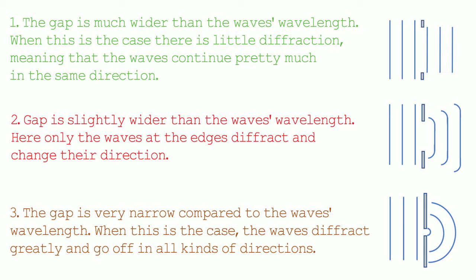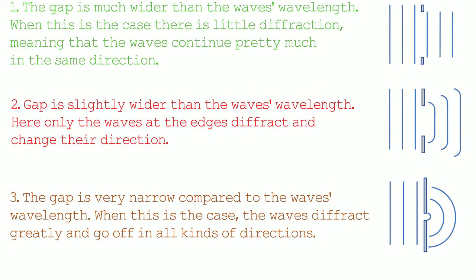So to summarise these three scenarios, when the gap is much wider than the wave's wavelength, we have little or no diffraction. When the gap is slightly wider than the wave's wavelength, only the waves at the edges diffract and change their direction. And the final one is, when the gap is very narrow compared to the wave's wavelength, the waves diffract greatly and go off in all kinds of directions.